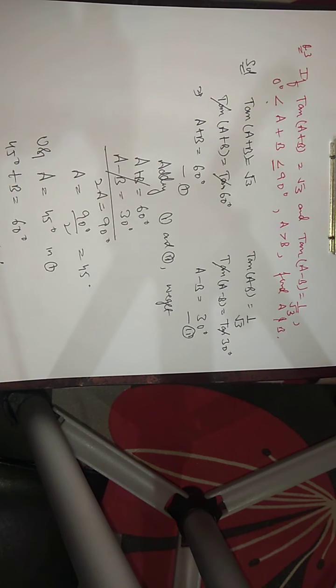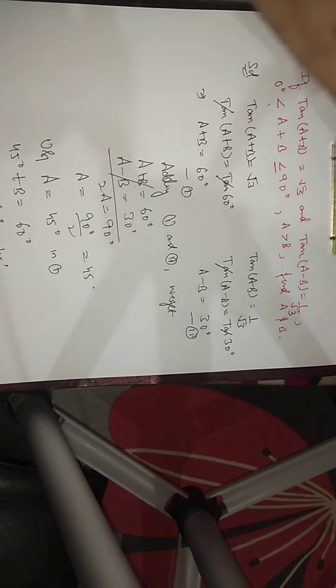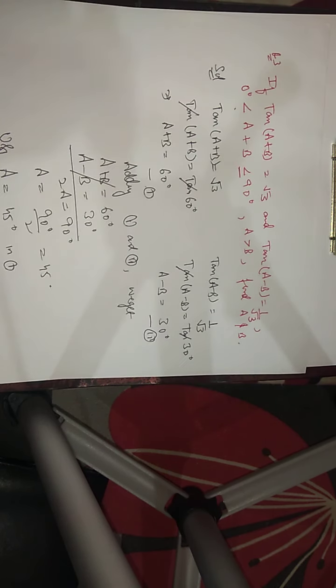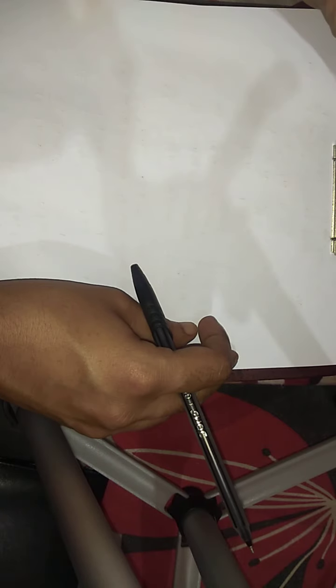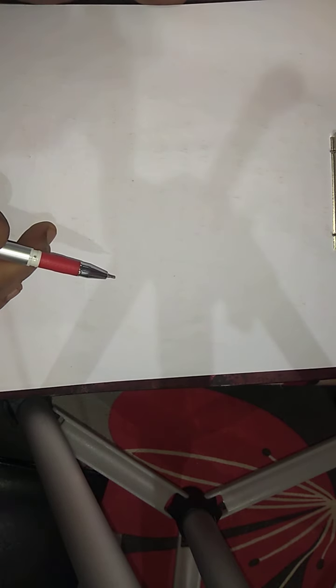Now let us proceed towards question number 4, which is true false, and we have to justify. If it is true, then why, and if it is false, then why. So now let's proceed for question number 4, part number 1. Sin a plus b is equal to sin a plus sin b, whether it is true or false. Let's study.